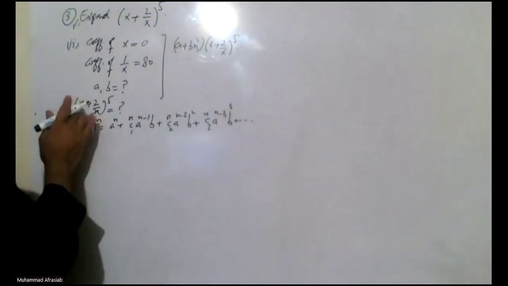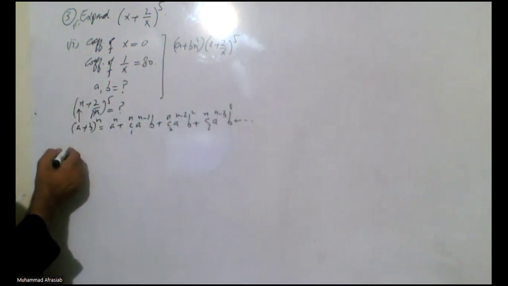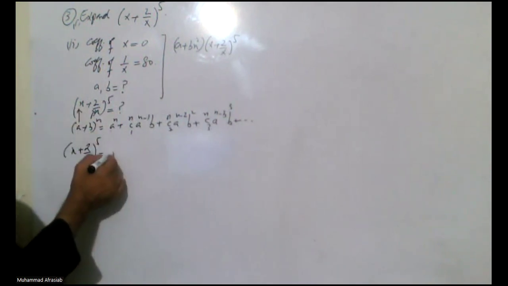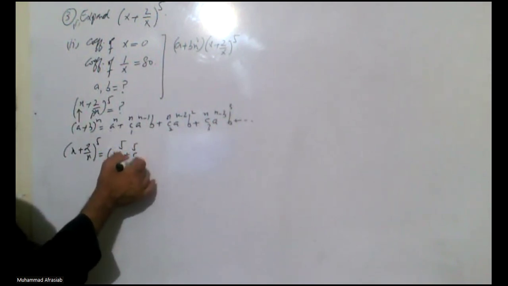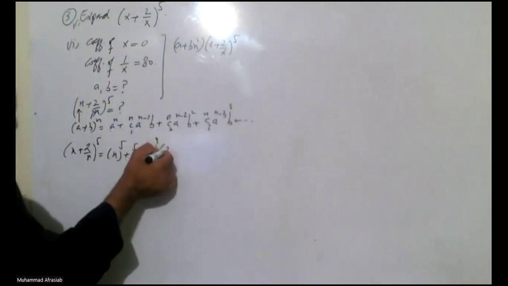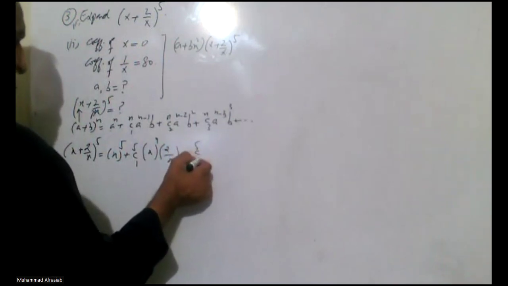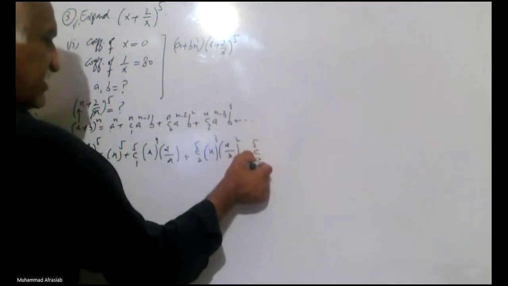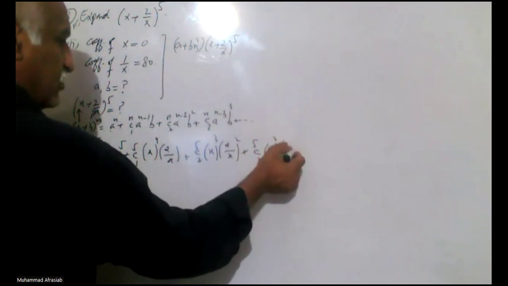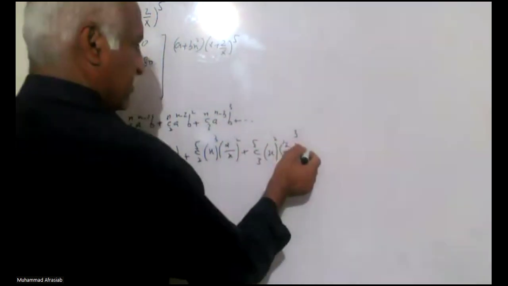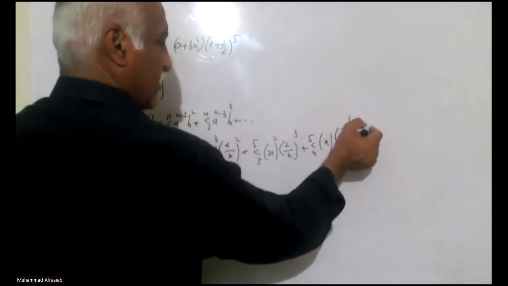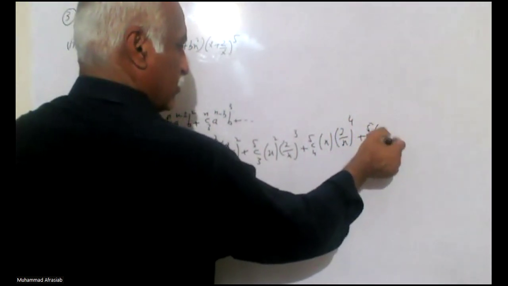Now by using this binomial theorem, where a is x, b is 2 by x and n is equal to 5, x plus 2 by x power 5 is equal to x power 5 plus 5C1 x power 4 into 2 by x, plus 5C2 x power 3 into 2 by x whole square, plus 5C3 x square into 2 by x power 3, plus 5C4 into x into 2 by x power 4, plus 5C5 into 2 by x power 5.